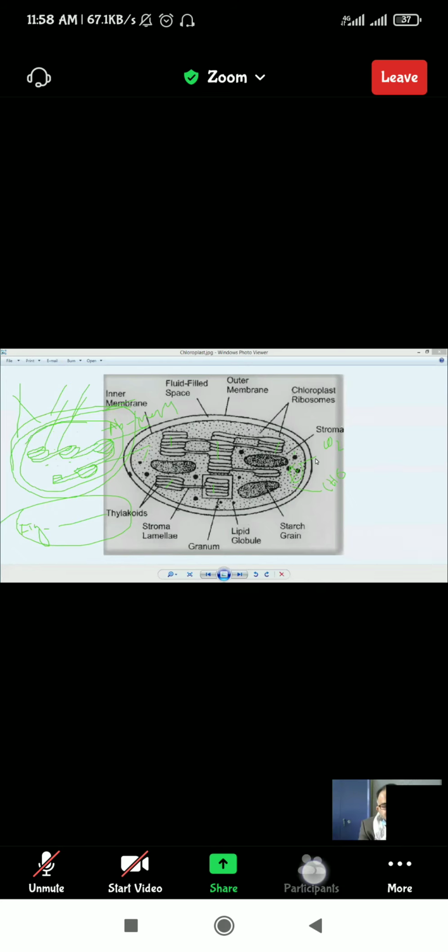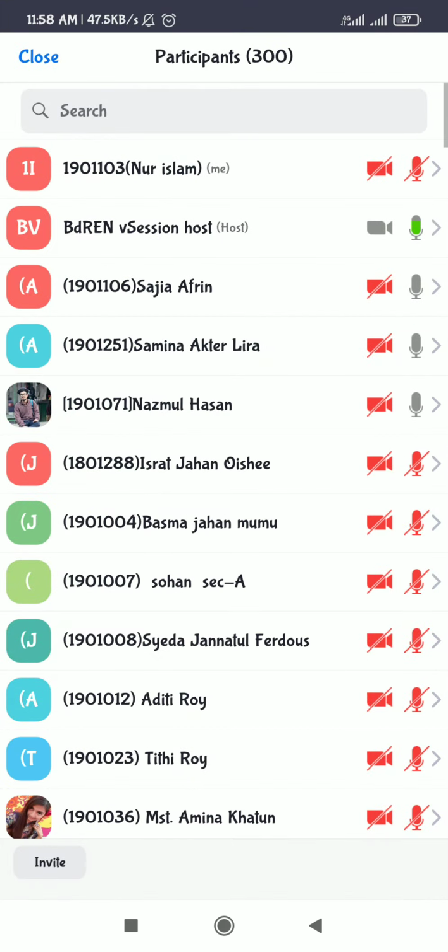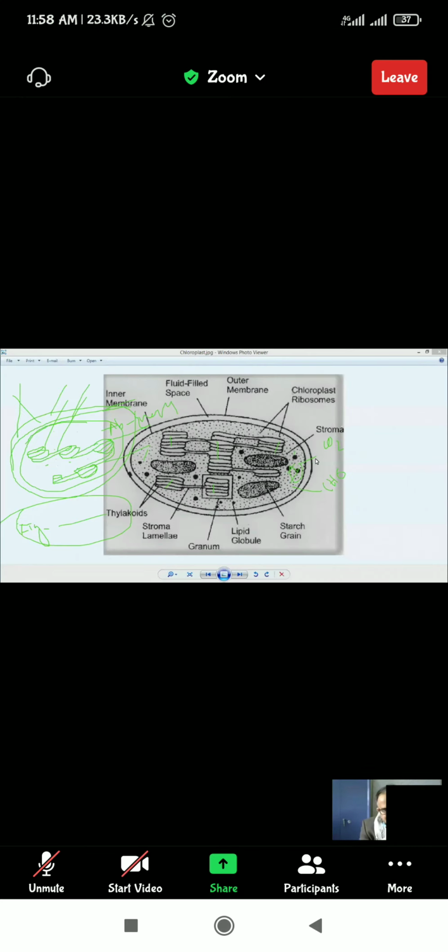We know this. These are the four bases. Three bases make a code. Yes or not? Codon. And ultimately, they instruct what types of protein will be accumulated there and what types of structure they will produce. You got the point? Then it will be possible. Otherwise, not. It is not like DNA chloroplast, RNA chloroplast.